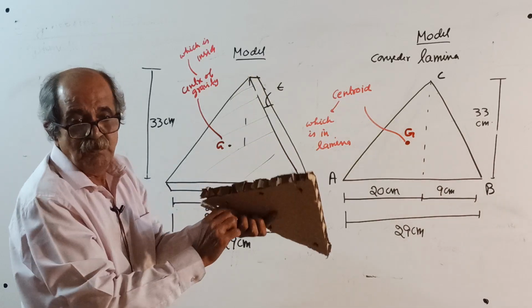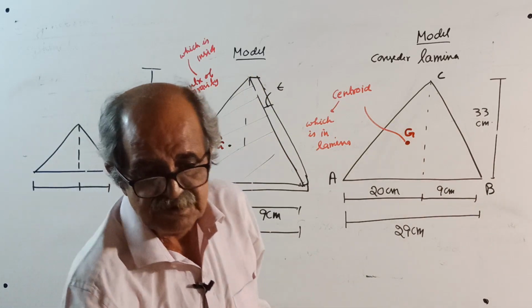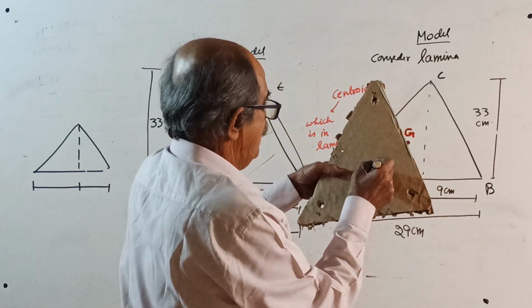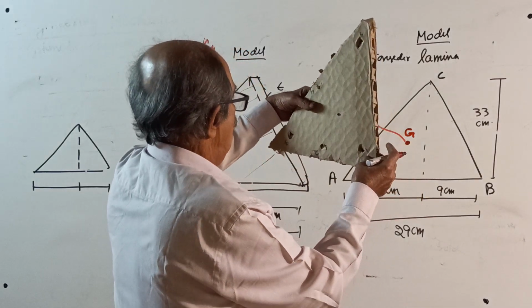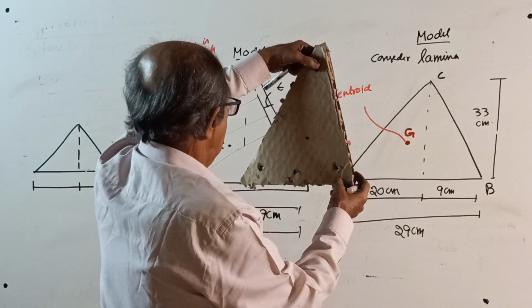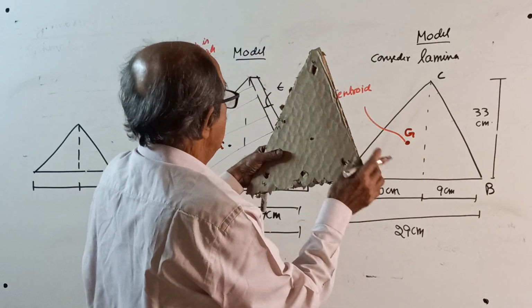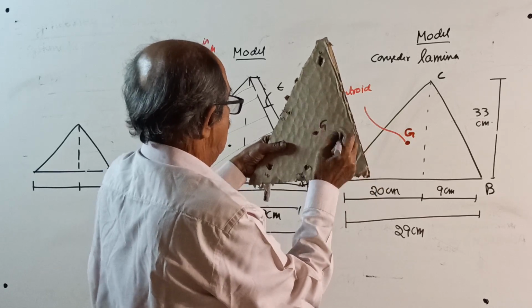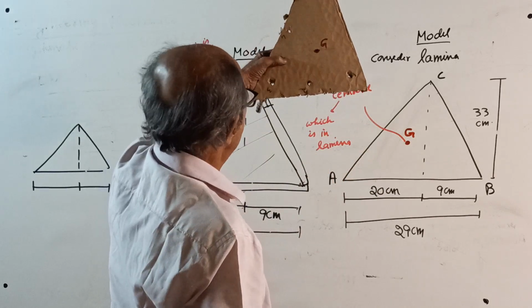Actually, I will mark the centroid in red color now. See now, the centroid. I will show it to you. This is the centroid. Where is the base? One minute. Yes, a little to this side. Okay. This is the centroid G. Okay, centroid G is here.